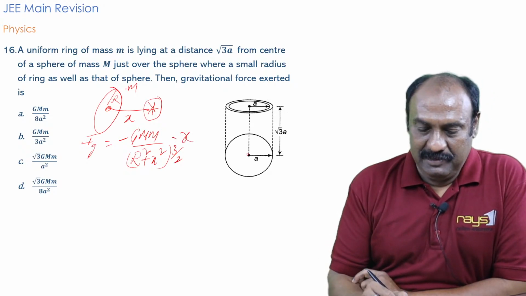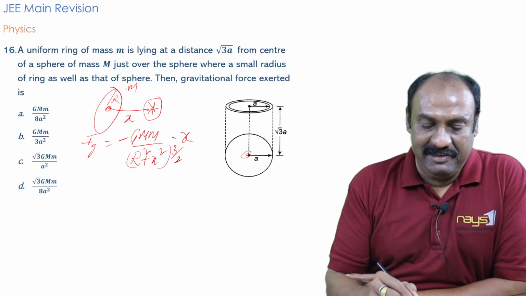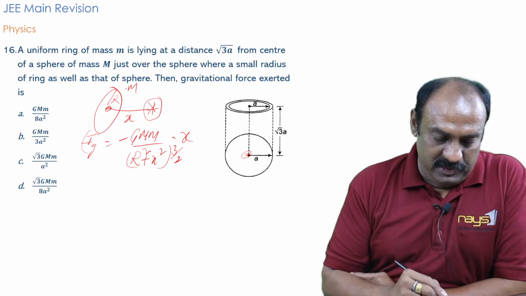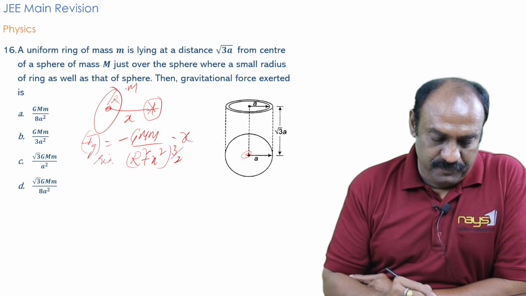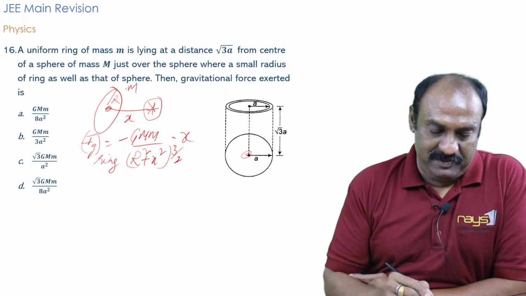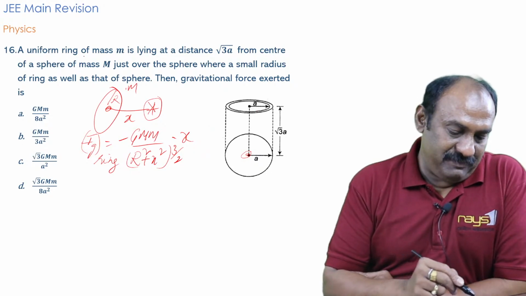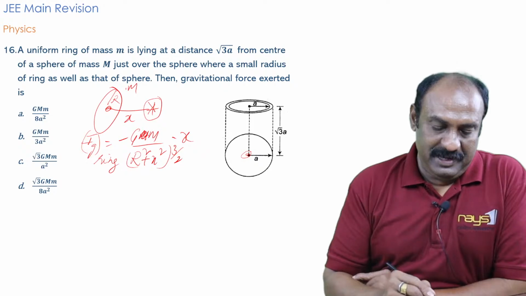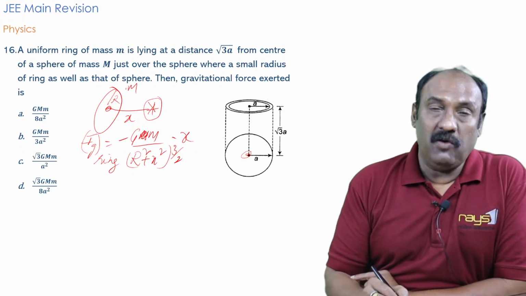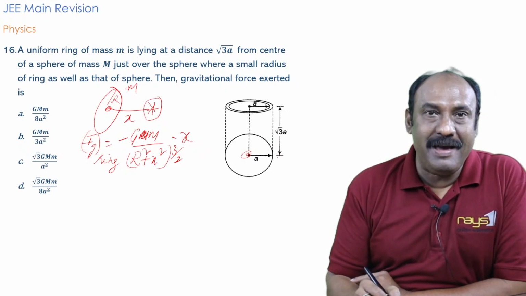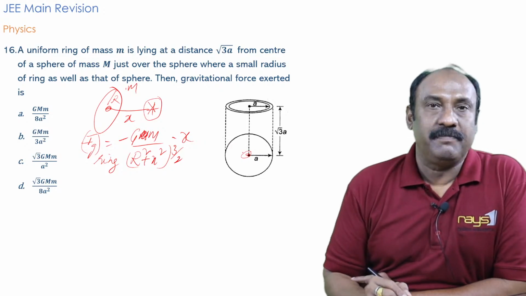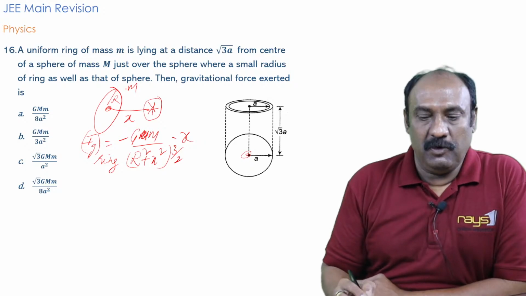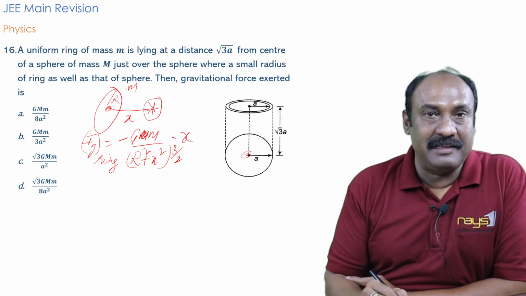So at this point, what is the gravitational intensity due to the ring? At point O, the gravitational intensity due to the ring is only g. What is the mass of the ring? It is small m. Now imagine a sphere kept at that point. The sphere can be considered as a point mass, supposed to be kept at that point.